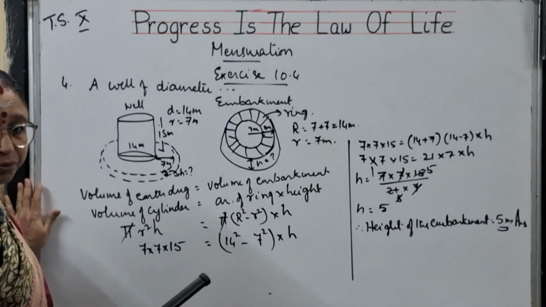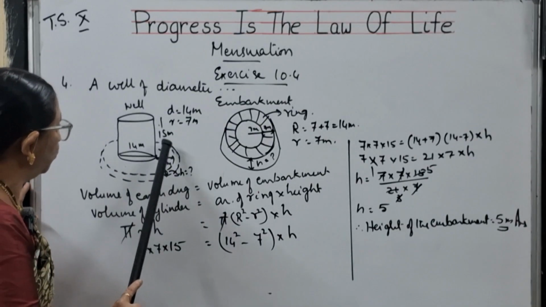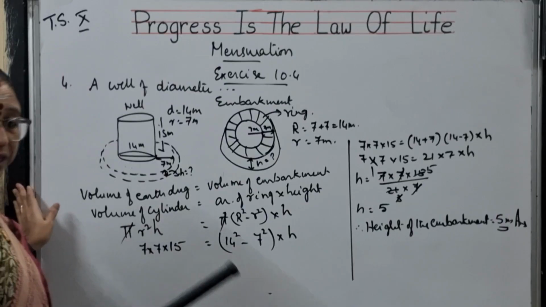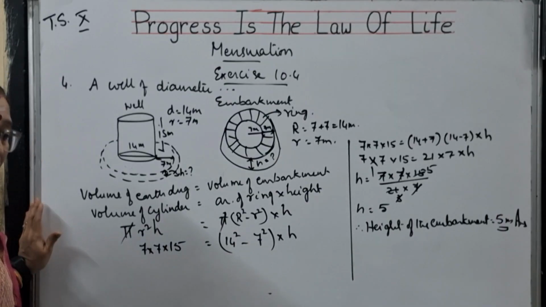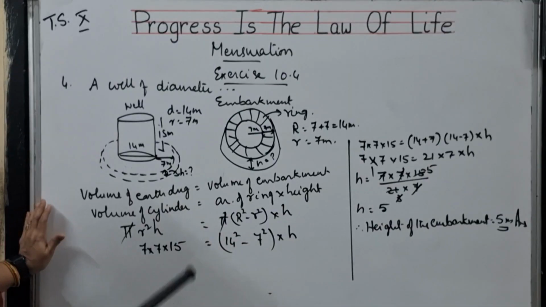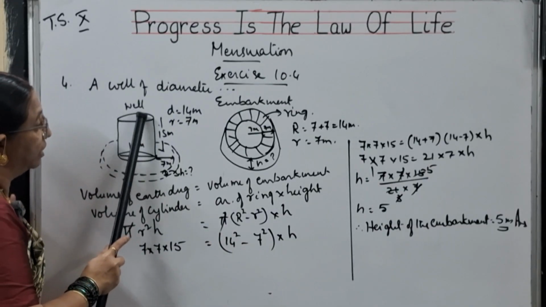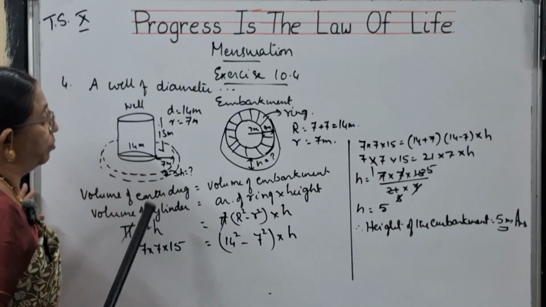So a cuboid shape we got. Here it's an embankment. Embankment means around the well. You might have seen in villages, a well with a certain cement platform around it. That is called an embankment. So here, whatever earth has come out has been made into an embankment.